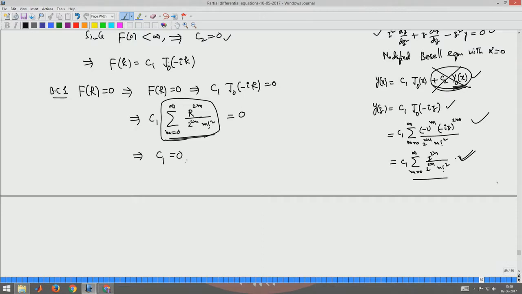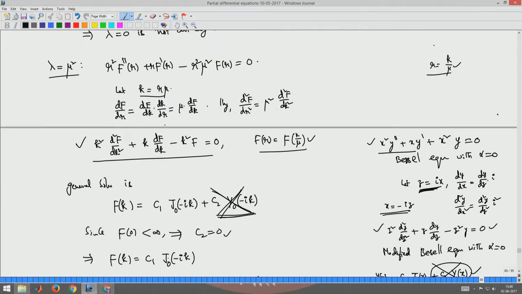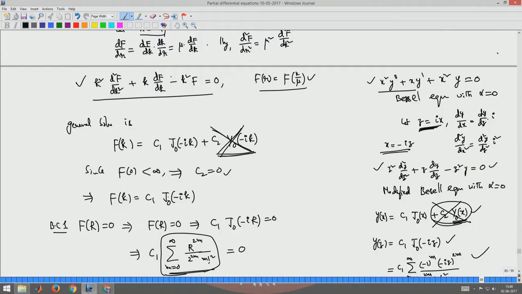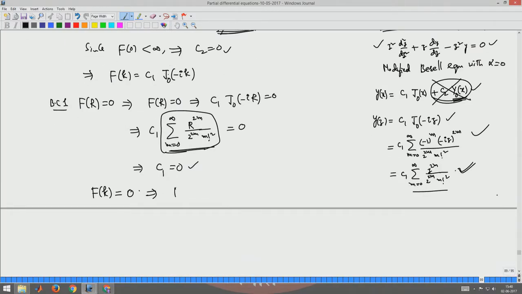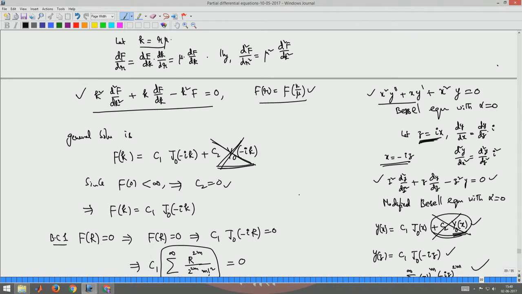So, you found C2 is 0 and C1 is 0. So, finally, you get f of k, which is equal to completely 0. What is f of k? F of k is the solution. If f of k is the solution, f of r is also. So, you can go back to your new term. You can write your f of r. F of k is 0 implies f of r is also 0 for every r between 0 to R. So, what is your domain of f of k? Because r is between 0 to R, k is between 0 to mu R. So, that is your domain.